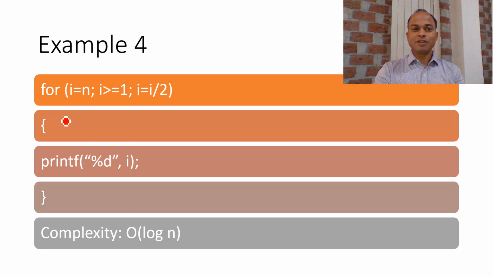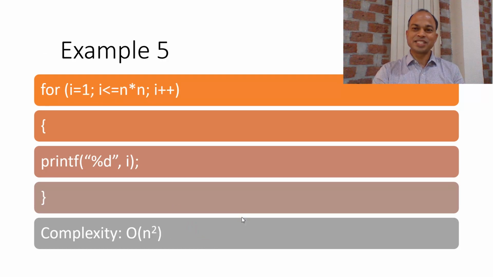Now I'm presenting one more example. Here, the initial value of i equals n, i is greater than or equal to 1, and i equals i by 2. So here at every step the value of i is halved. Initially n, then i equals n by 2, then i equals n by 4. So at every moment the variable value is halved. In that case, complexity will be order of log n.